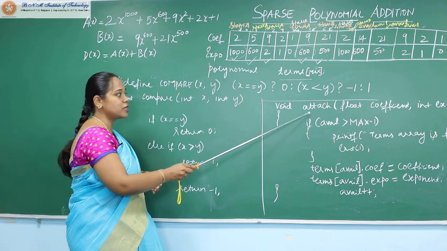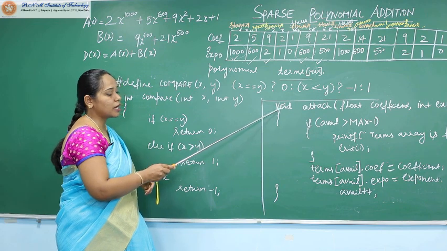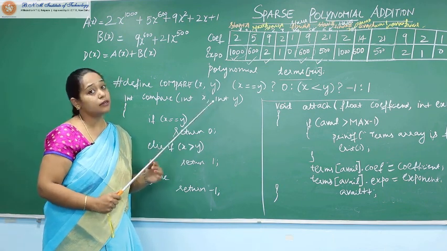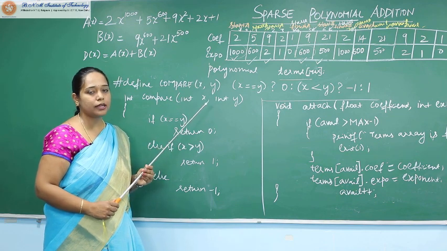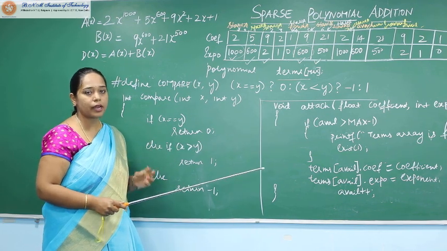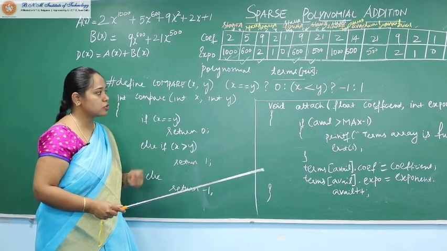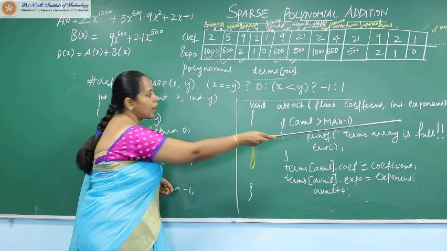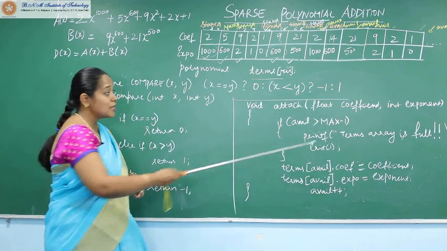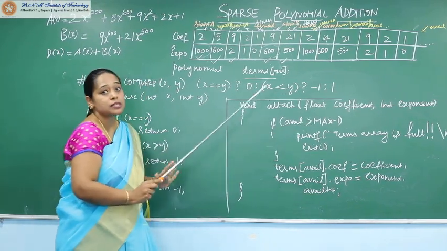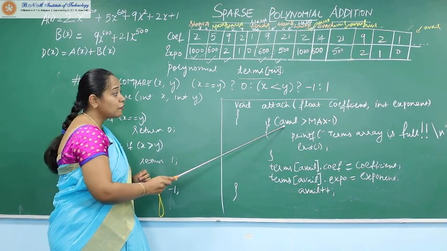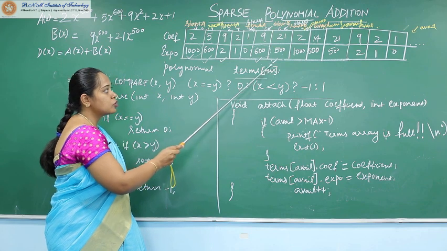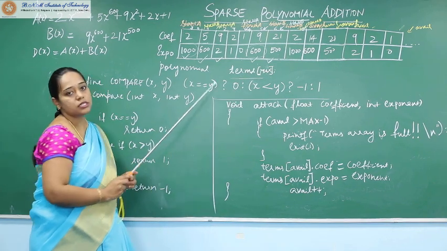The attach function is given here, and please observe the return type is void. It's void simply because avail is global and the terms array is also global. So all that it does is attach a term into the terms array. The two parameters for attach are a coefficient value and the exponent value. Please observe that these two are parameters, they are not structure members. Now, if avail is greater than max minus 1, what is max? We have defined a constant max. Those are the maximum possible locations in this terms array.